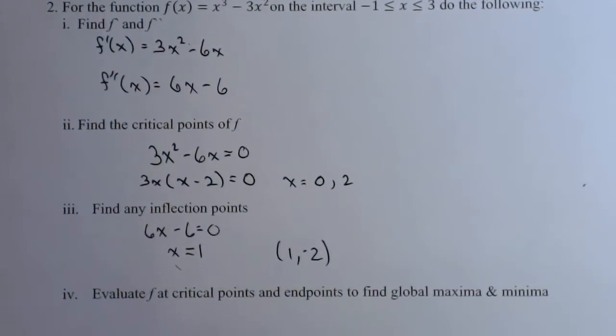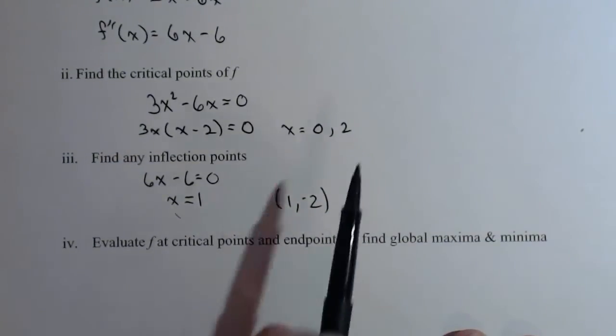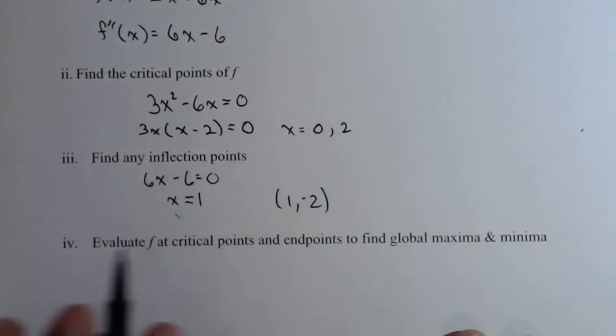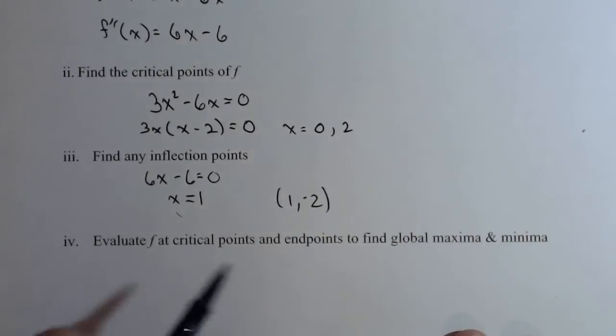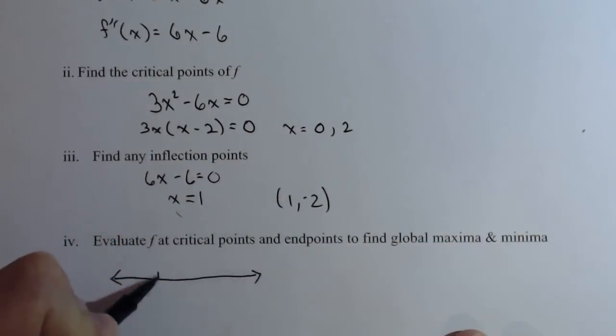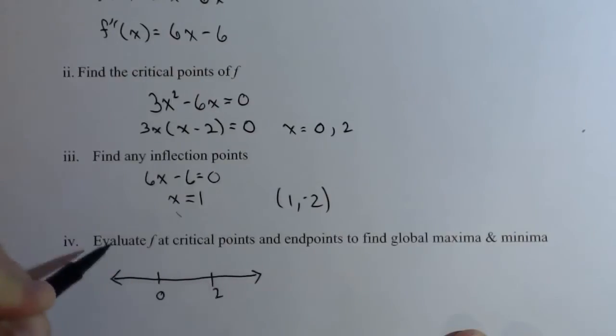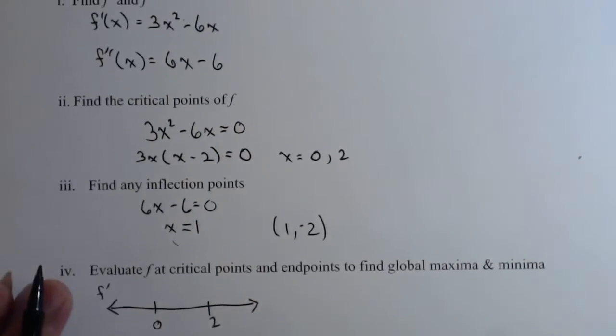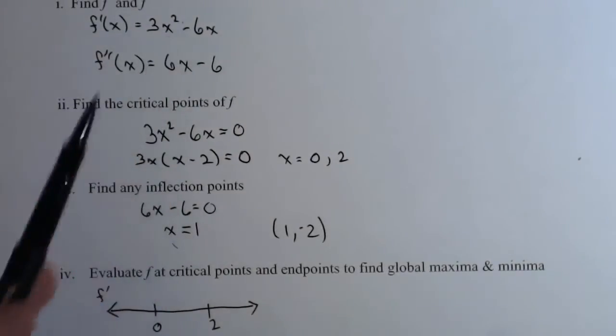Now, we need to test to see if our critical points are maxes or mins. And so we can make a number line and put on 0 and 2. And remember what we're testing. We're testing the first derivative, where it's negative and positive. So bringing that back in, here's our first derivative.